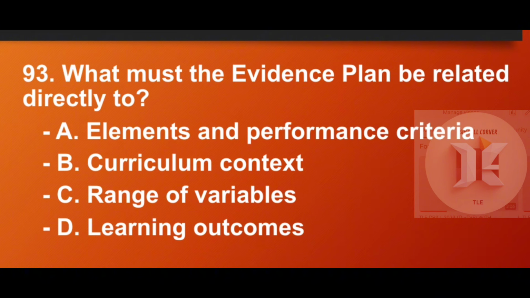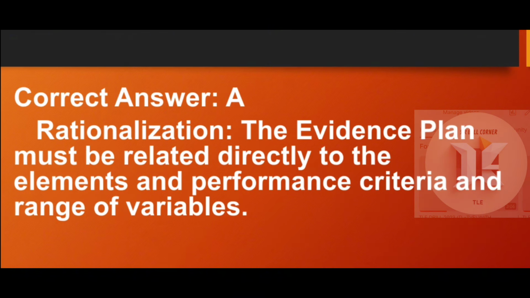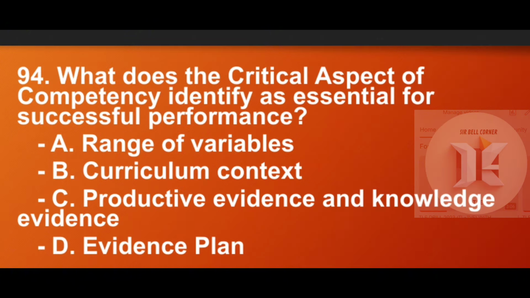93. What must the evidence plan be related directly to? A. Elements and performance criteria. B. Curriculum context. C. Range of variables. D. Learning outcomes. Correct answer. A. Rationalization. The evidence plan must be related directly to the elements and performance criteria and range of variables.